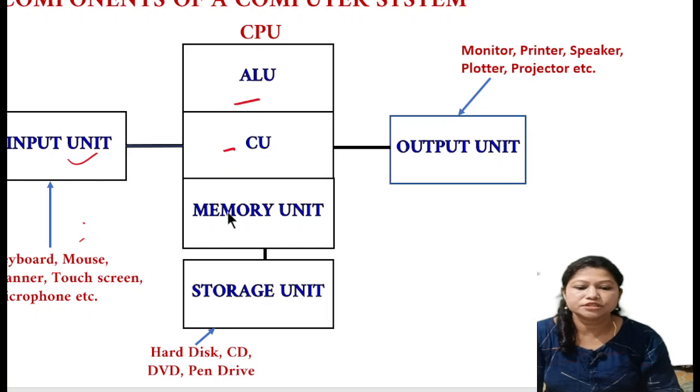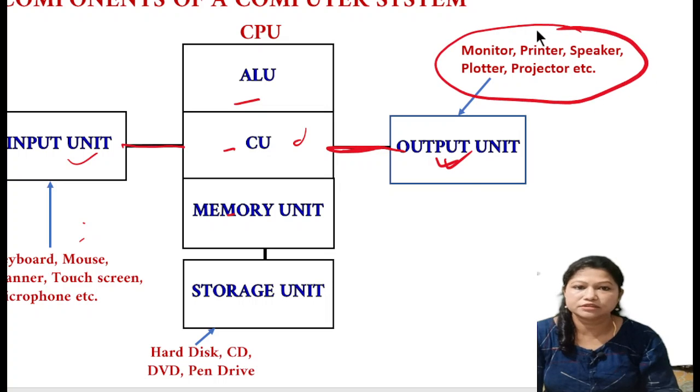Here the ALU, CU and memory unit are connected with this input unit, and this CPU is also connected with the output unit. In this output unit all the output devices have been put together, whatever output devices are there, and from this CPU the storage unit is also connected. So this way all the components are connected. These are the interconnections between the components.